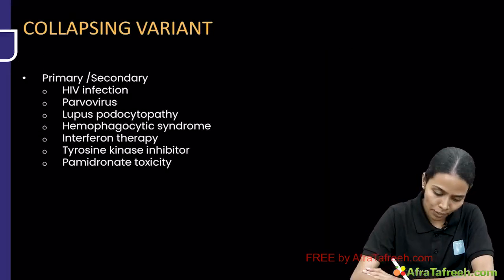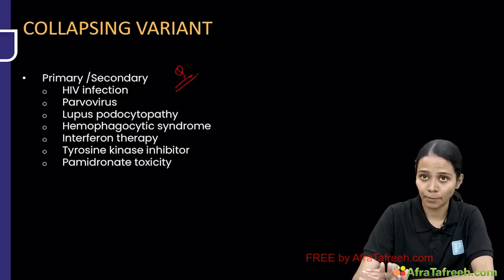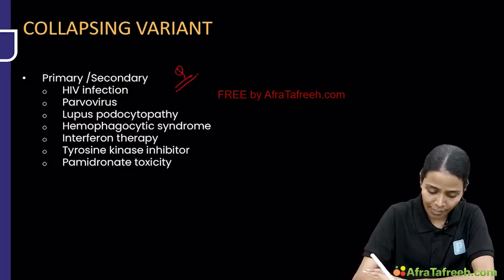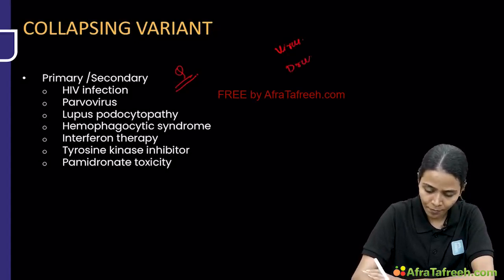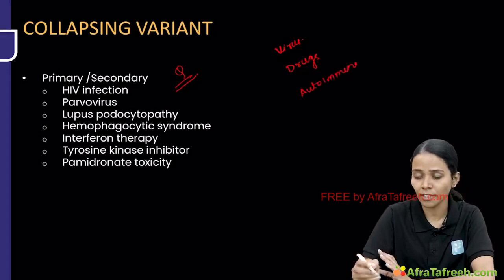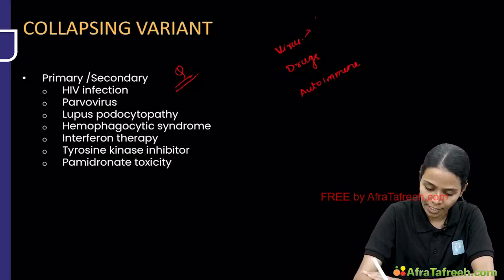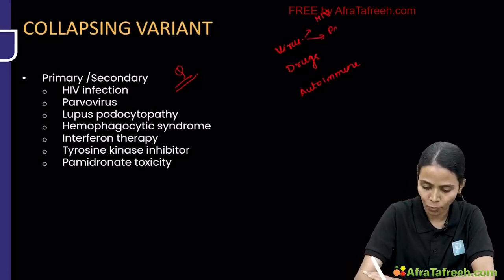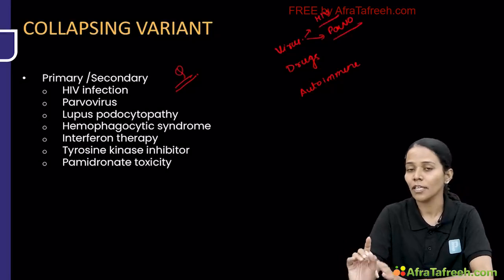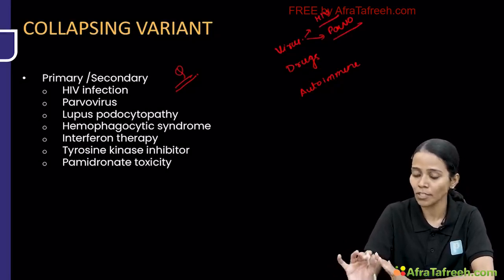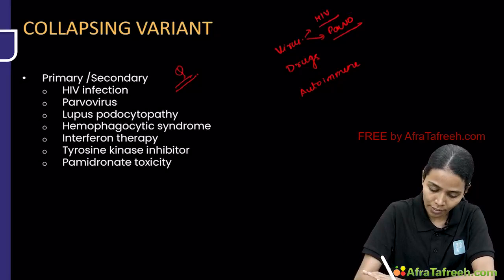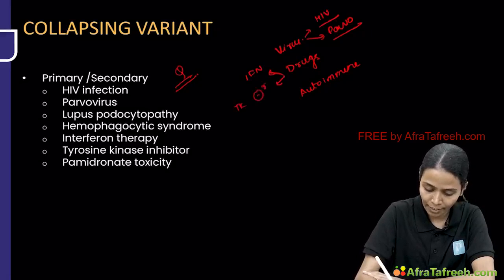Now, it's very important to remember the causes of collapsing nephropathy. First is virus, drugs, autoimmune. So these are the three major classifications. Under virus, it is HIV and parvo. Okay. So these two are the important viruses that can cause collapsing glomerulopathy. Then coming to drugs, it can be interferon therapy, it can be tyrosine kinase inhibitor, and it can be pamidronate.